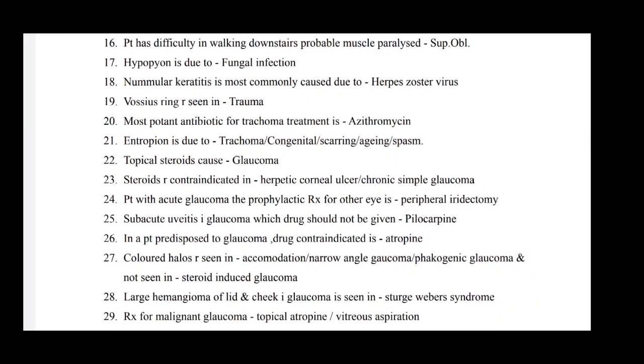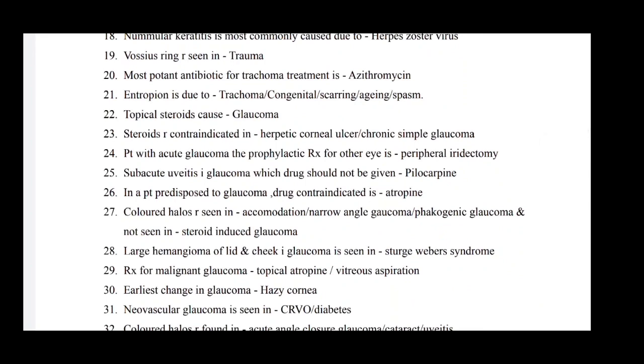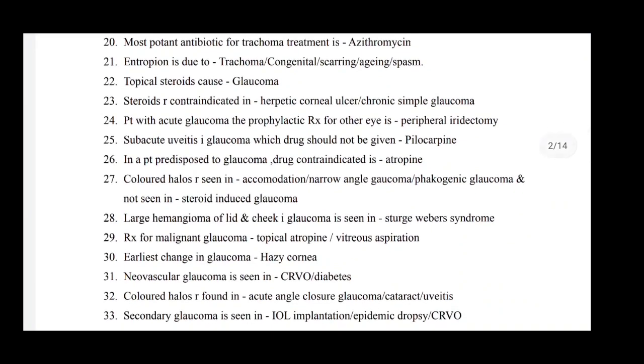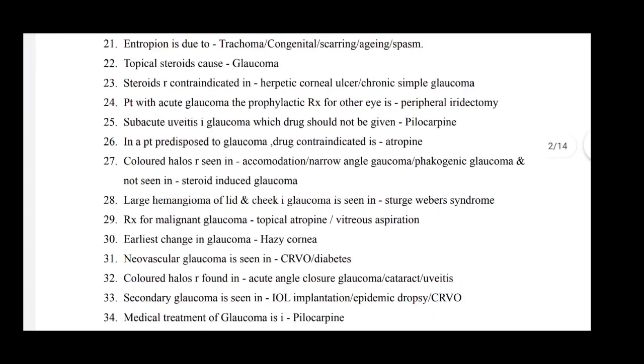Most potent antibiotic for trachoma treatment is azithromycin. Entropion is due to trachoma, congenital scarring, aging and spasm. Topical steroid causes glaucoma. Steroids are contraindicated in herpetic corneal ulcer and chronic simple glaucoma. In a patient with acute glaucoma, the prophylactic treatment for the other eye is peripheral iridectomy.